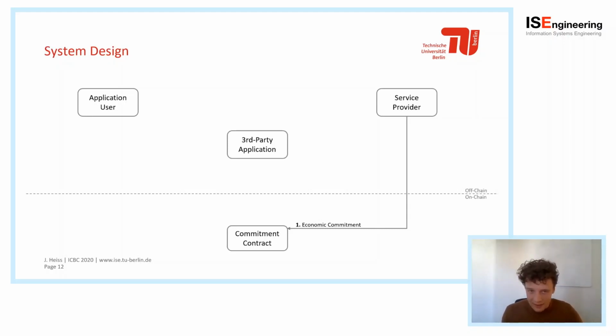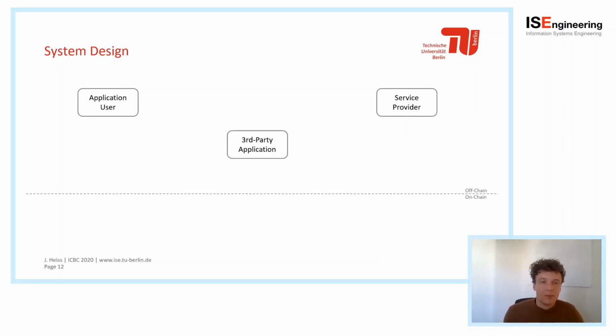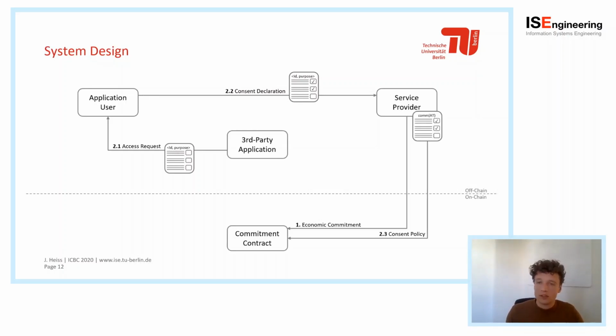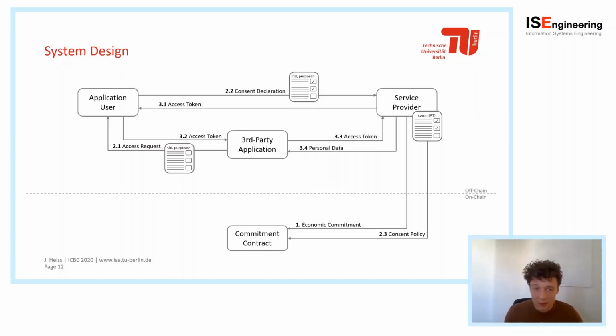As the second step now, the third-party application sends an access request to the application user, who then declares consent to the service provider, and the service provider constructs the consent policy as we know it, and then submits the consent policy to the commitment contract. The service provider then issues the access token that is forwarded to the third-party application, and the third-party application accesses the personal data using this access token, and can then, if it detects a consent violation, construct a zero-knowledge proof of access and submit this access proof as a violation claim to the commitment contract.